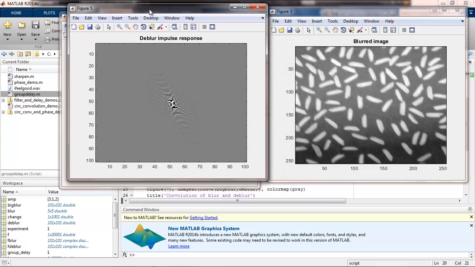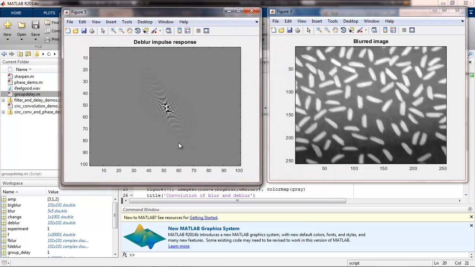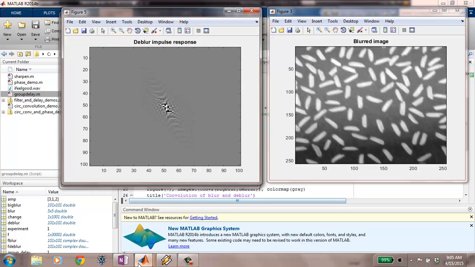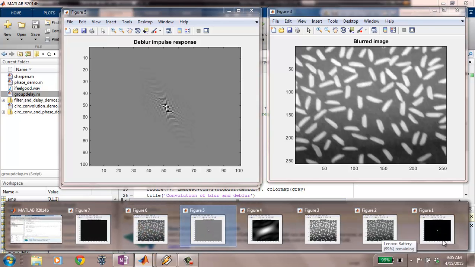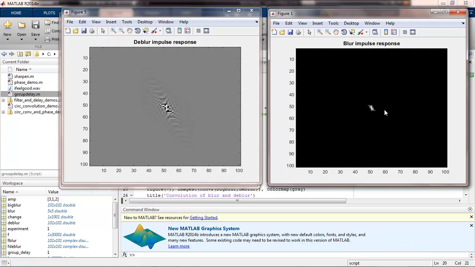So here's the impulse response that we calculate for a de-blurring process. Let me put up both impulse responses next to each other. This here was the impulse response that caused the blur. And this here is going to be what we apply to the blurry image to try to de-blur it. Looks very crazy, right? It's got a lot of high frequencies in it.